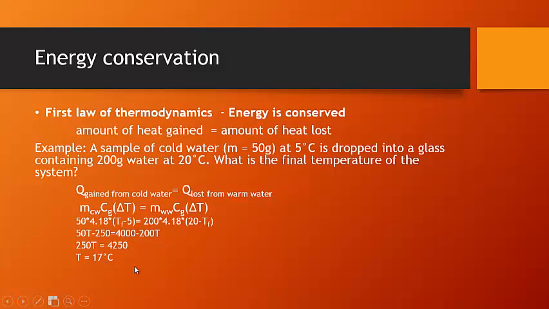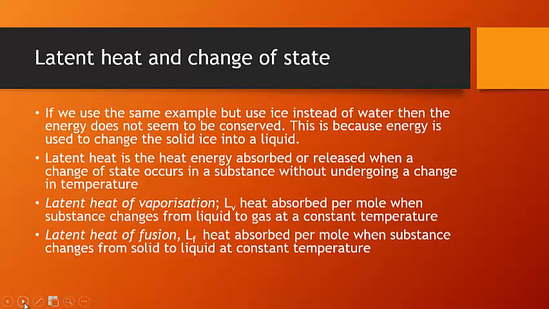In this case, what we want to do is look at the example and say, okay, we started off at 5 degrees for cold water and a small amount of it, and a large amount of water at 20 degrees. So our final temperature should be closer to 20 degrees than it is to 5 degrees, which is what our answer is. It's always good to double check.